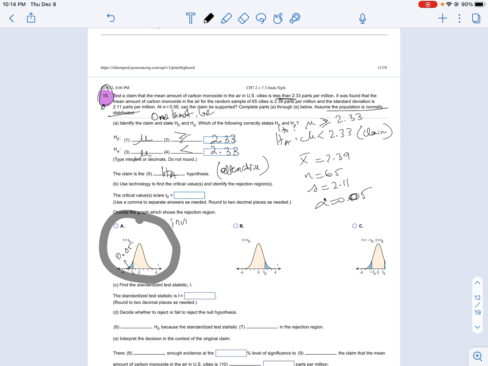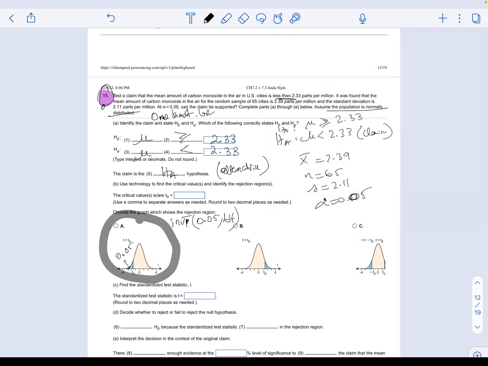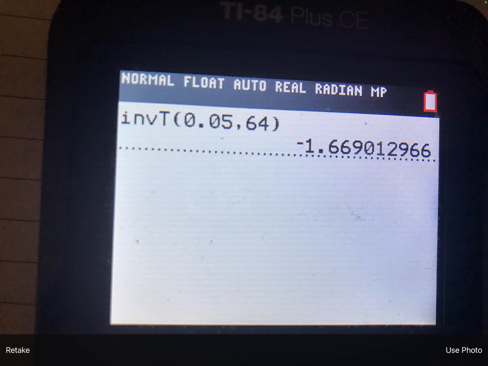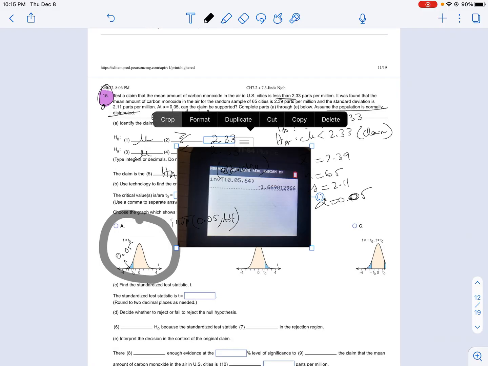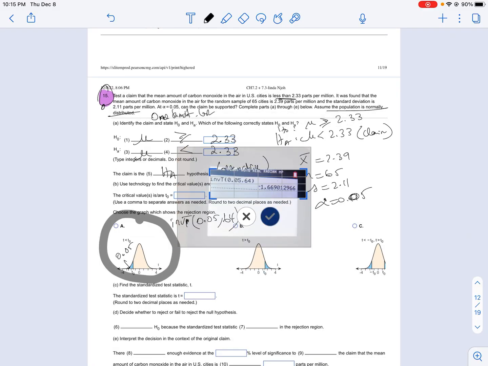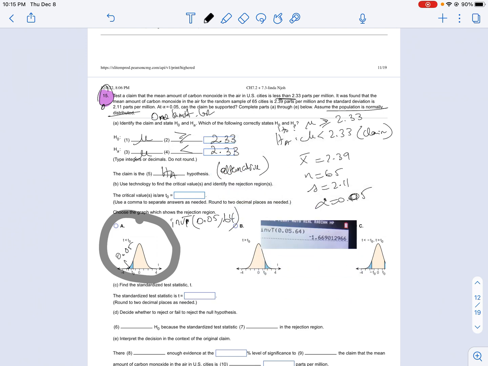All right, so inverse T, 0.05, degree of freedom is what? 64. Inverse T, 0.05, degree of freedom 64. Paste. Let's go. So here goes the critical value, negative 1.67.